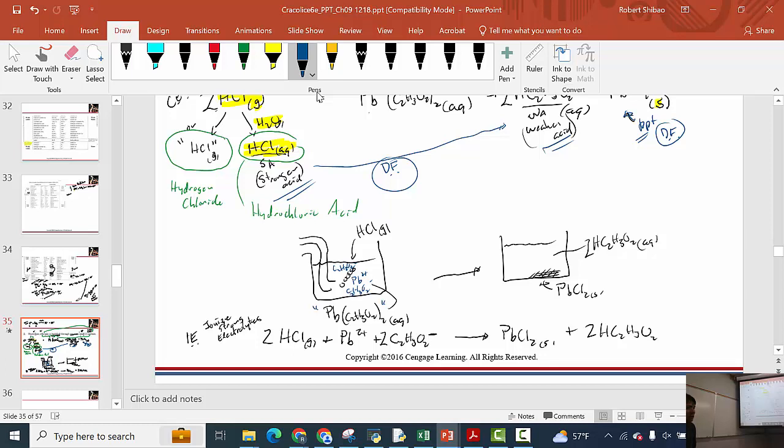What happened to the hydrogen? What happened to HCl? I see what happened to the chloride, but I don't know what happened to the hydrogen. The hydrogen went to acetate. The chloride went to lead. And so the H plus went to acetate to form acetic acid, and the chloride went to lead to form lead-2 chloride. Do you see? It gets split apart. But we left the HCl as a gas here. If this were HCl aqueous, then I would have broken it apart into H plus and Cl minus.